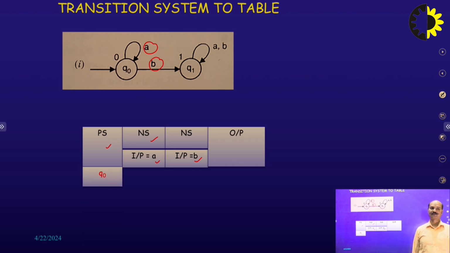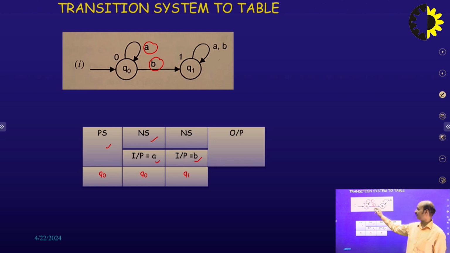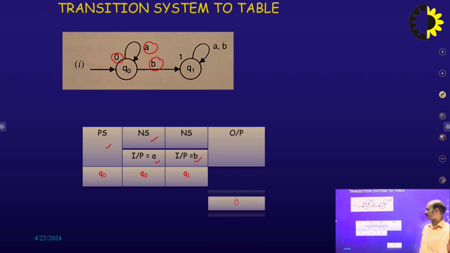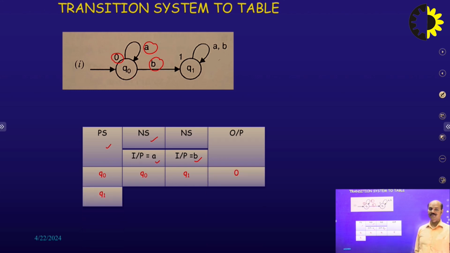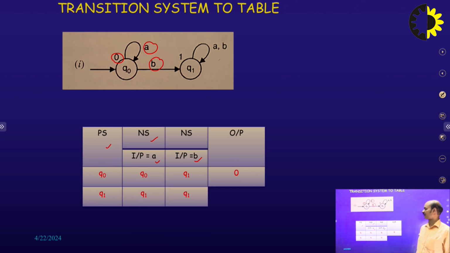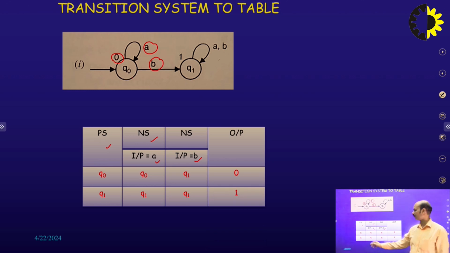So there are 2 states, Q0 and Q1. Q0 on A reaches Q0 only. Then Q0 on input B reaches Q1. And what is the output of Q0? The Q0 state is represented with output 0. So we write 0 here. So what about Q1? Q1 on input A reaches Q1. On input B it reaches Q1. And what is the output of Q1? That is 1. So we write here 1. So we complete the total diagram. This is the procedure for how we convert this particular transition diagram into the transition table.